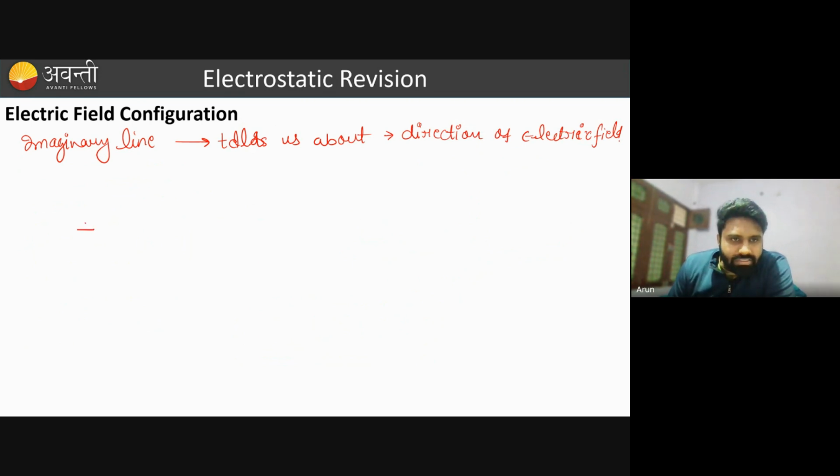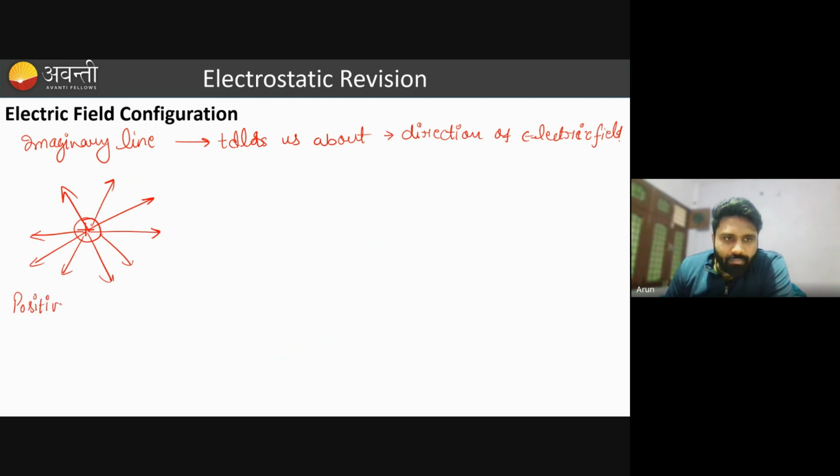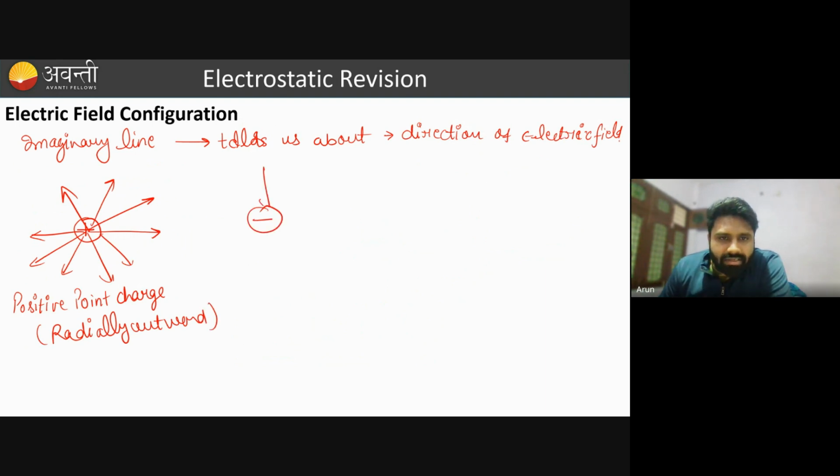For a positive point charge, the field lines are radially outward. For a negative point charge, they are radially inward. Okay, I hope you are getting this.